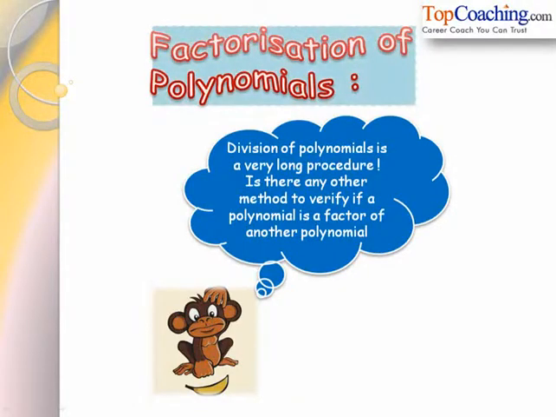In a previous lecture, we have studied about the division of polynomials. But in fact, division of polynomials is a very long procedure. If the polynomial is of degree 10 or 9, then this process becomes more lengthy. So, is there any other method to verify if a polynomial is a factor of another polynomial? That's something we are going to study in this lecture.